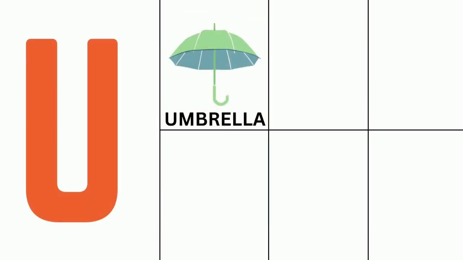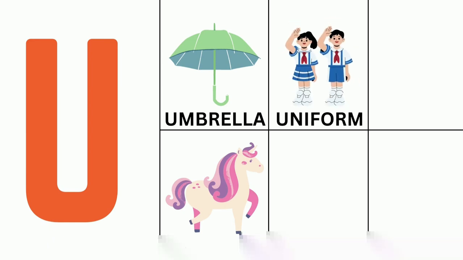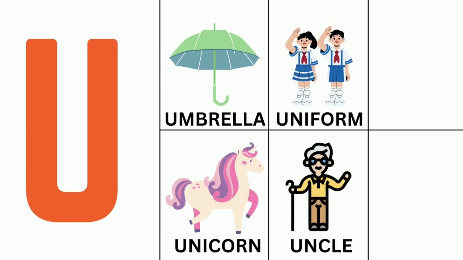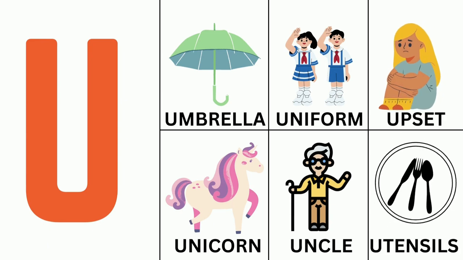U. Let's learn the words that start with U. U for umbrella. U for unicorn. U for uniform. U for uncle. U for upset. U for utensils.